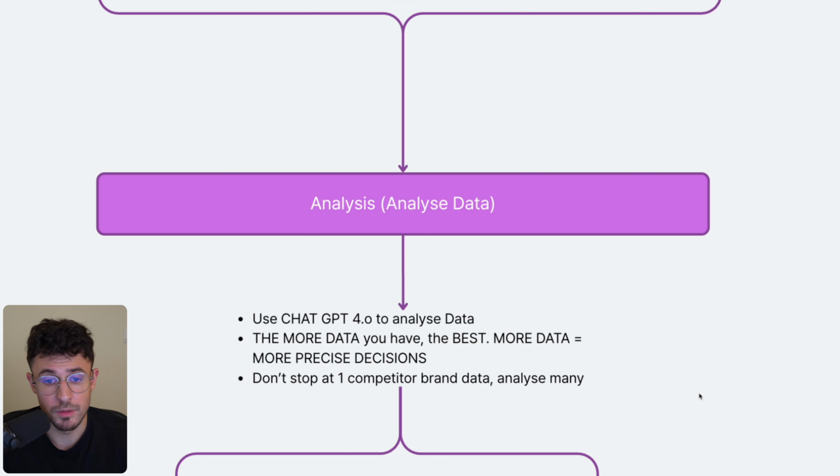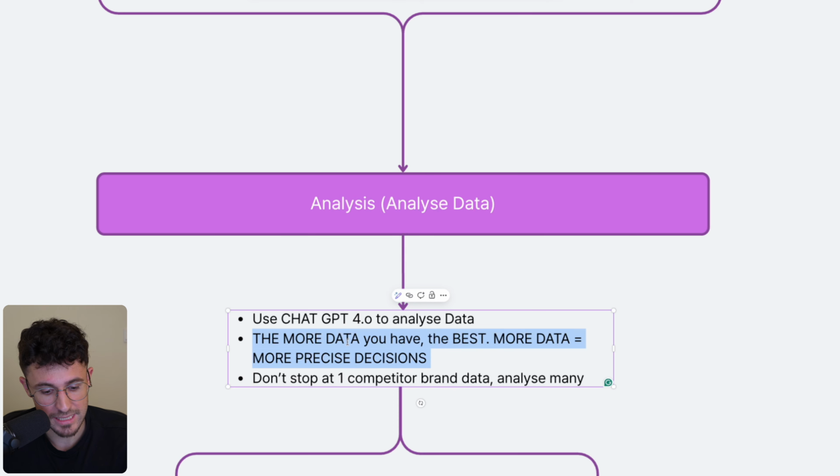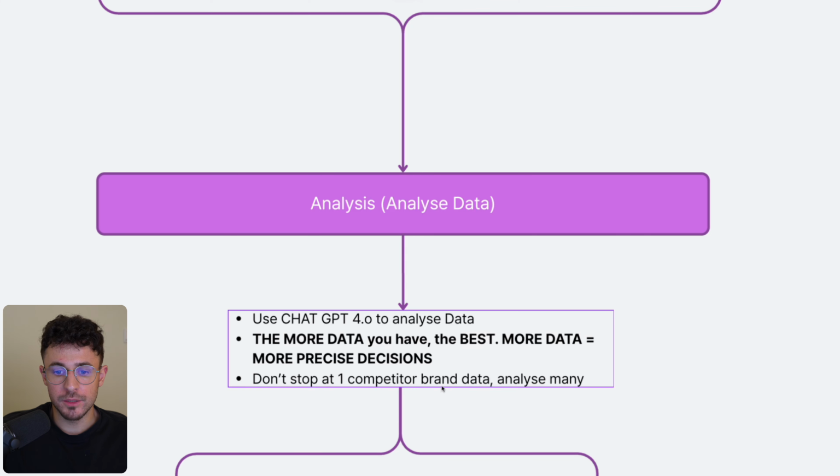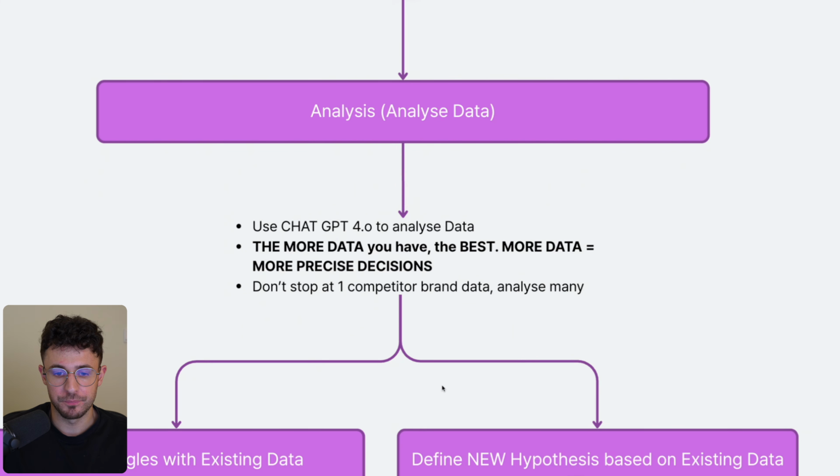And this is very important. The more data you have, the better, because more data means more precise decisions, because it means also more precise directions and more precise analysis coming from the AI. Don't stop on one competitor brand data. You should analyze many, okay?